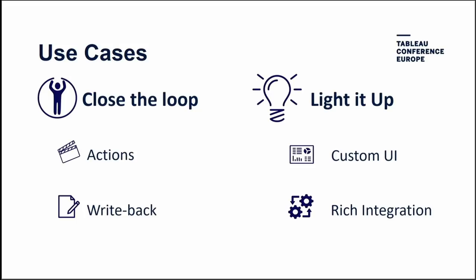The first one is closing the loop. How many times were you on Tableau Desktop or Tableau Server and you had to jump to another application? Say, okay, I'm in Tableau, I'm jumping there, coming back to Tableau, updating, creating new actions. The most common use case in this category is, for example, write back. If you want to update a line in your data, you have to go back to your Excel spreadsheet, for example.